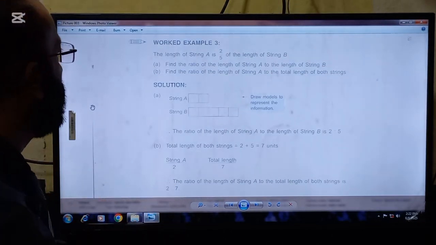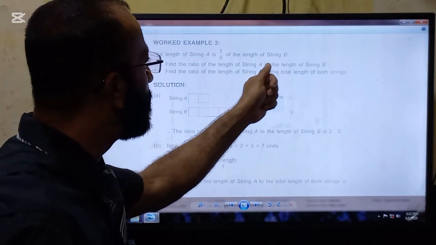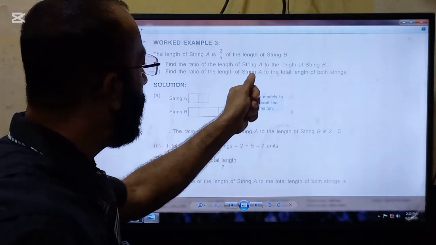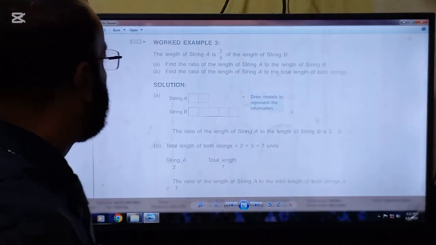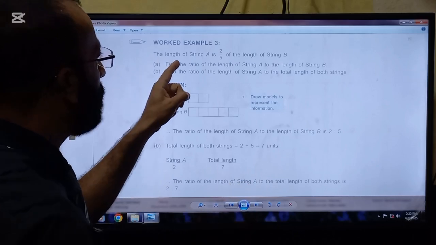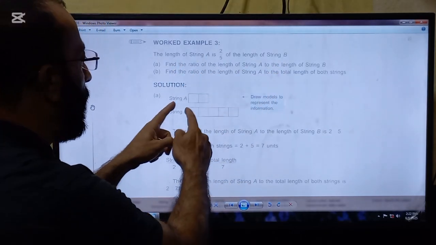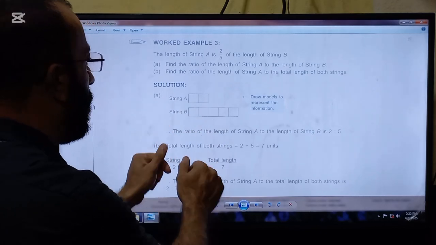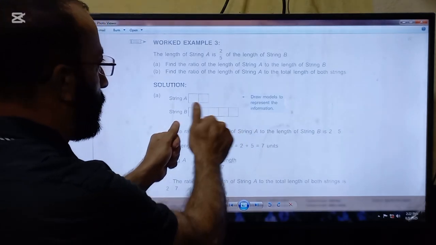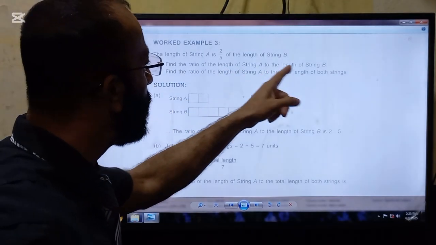And the other question is here. The length of string A is 2/5 of the length of string B. A part, find the ratio of the length of string A to the length of string B. So draw models to represent the information, because the length of string A is 2/5 of the length of string B. It means string A has 2 and string B has 5 equal parts.